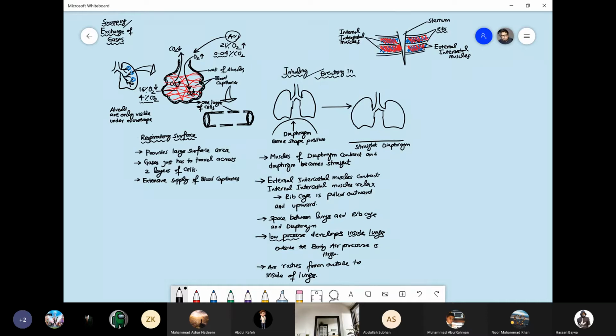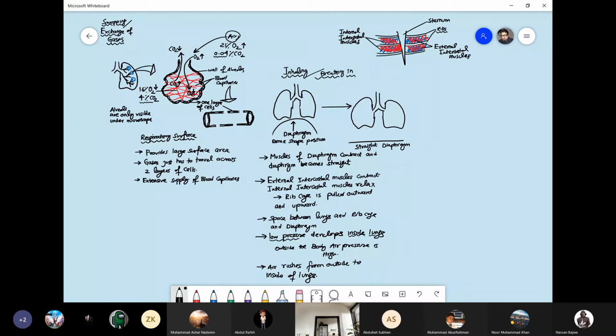Now, what happens? First of all, the diaphragm muscles contract. Naturally, the diaphragm is dome shaped. But when the muscles of the diaphragm contract, the diaphragm becomes straight. Then, when the diaphragm becomes straight, there becomes a gap in between the lungs and the diaphragm. At the same time, the external intercostal muscles contract, and the internal intercostal muscles relax.